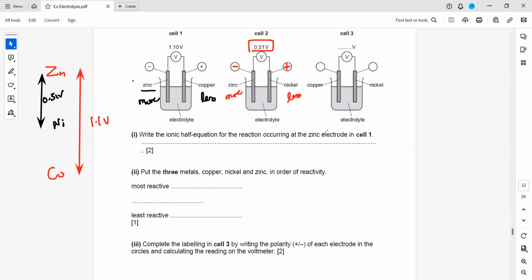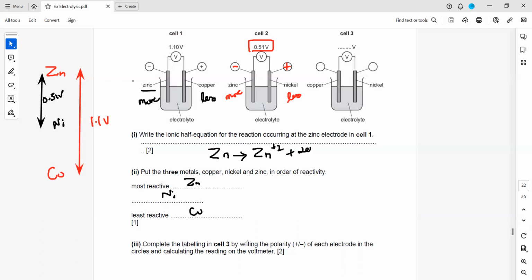Write an ionic equation for the zinc electrode, because zinc is more reactive. The more reactive metal has a tendency to lose electrons readily. So zinc will turn into zinc ion by loss of 2 electrons. And what is the order of the reactivity? We have zinc, we have nickel, and we have copper.